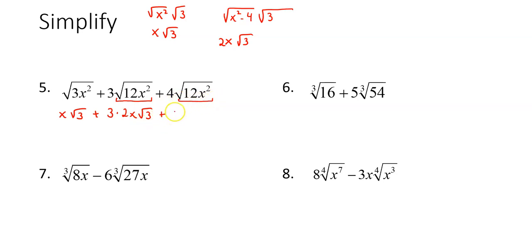Oh, look, this is the same expression. So I could have actually combined them first. But there's my 4 times 2x square root of 3. So I have an x square root of 3. I have a 6x square root of 3. And I have an 8x square root of 3. Let me do this.